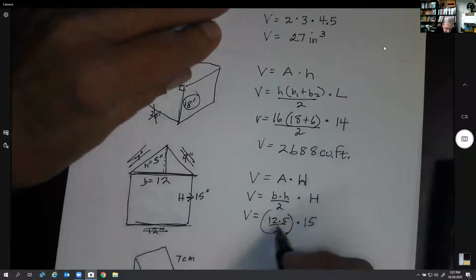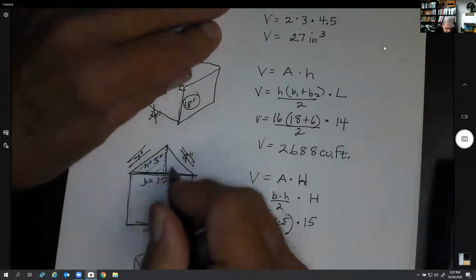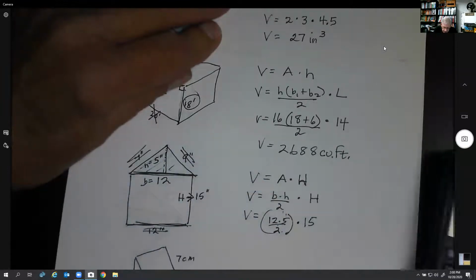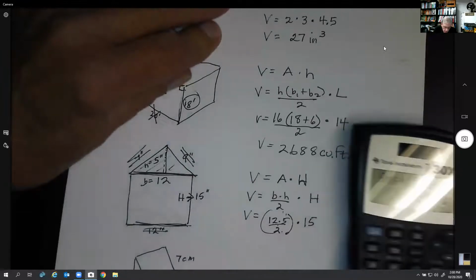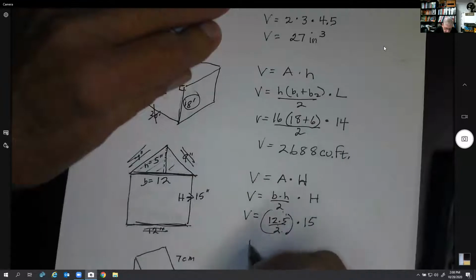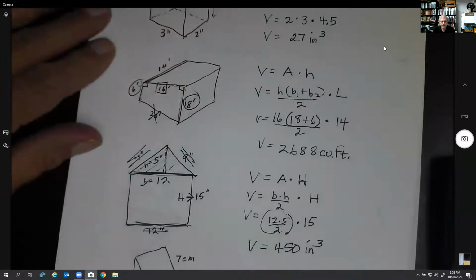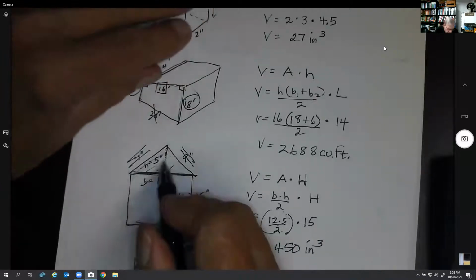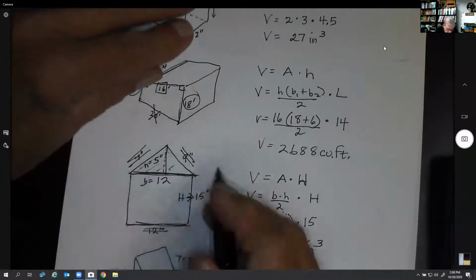And that is the area of this triangle right here. And now we're going to multiply it by the height, times 15, 450. So the volume of this whole thing is 450 cubic inches, or inches cubed. So again, we figure out the area of this triangle, and then we multiply it by the height.